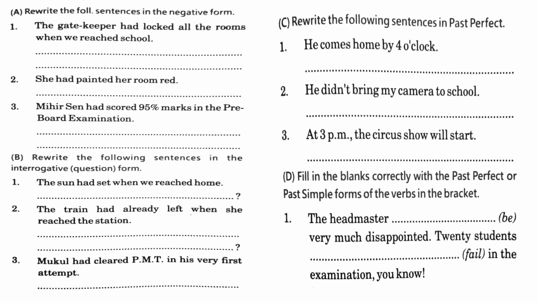The gatekeeper had locked all the rooms when we reached home. It is very simple. You just need to add not here. The gatekeeper had not locked. Simply add not after had. Had not locked all the rooms when we reached school.